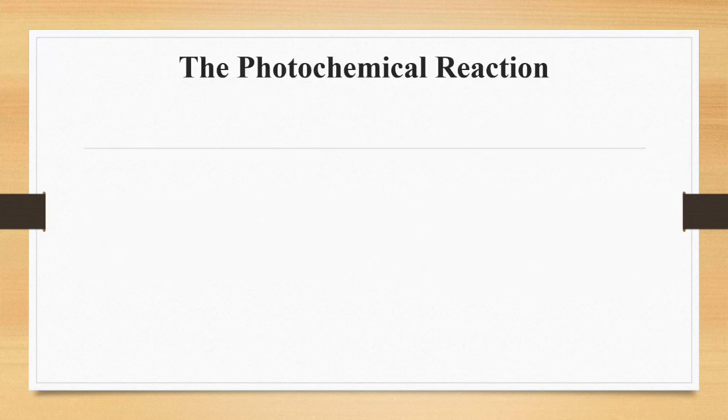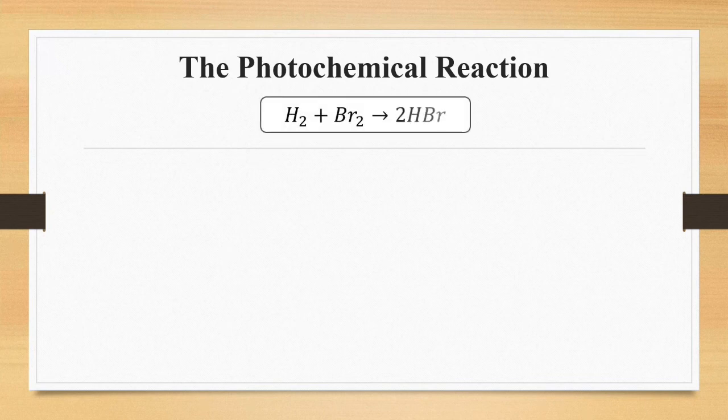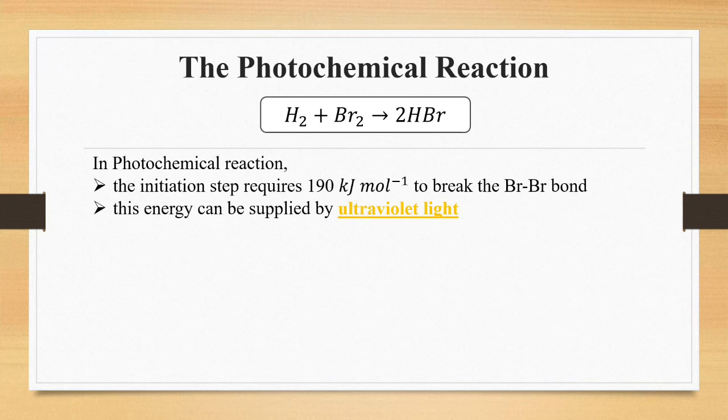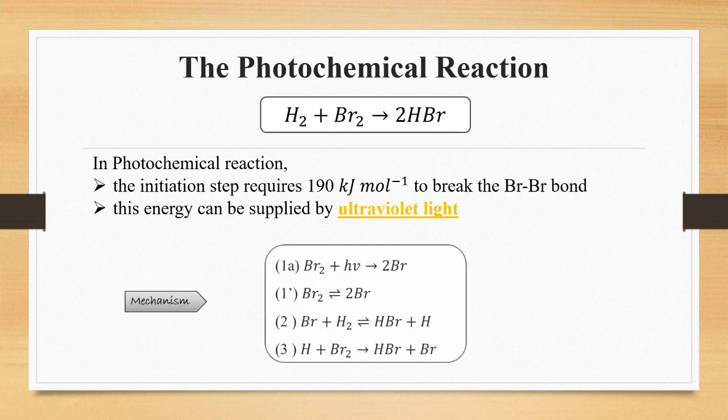So now we can look at the photochemical reaction. Same reaction, H2 plus Br2 to 2HBr. In the photochemical reaction, the initiation step requires 190 kJ per mole to break the Br-Br bond, and this energy can be supplied by ultraviolet light. So we look at the mechanism of the photochemical reaction.